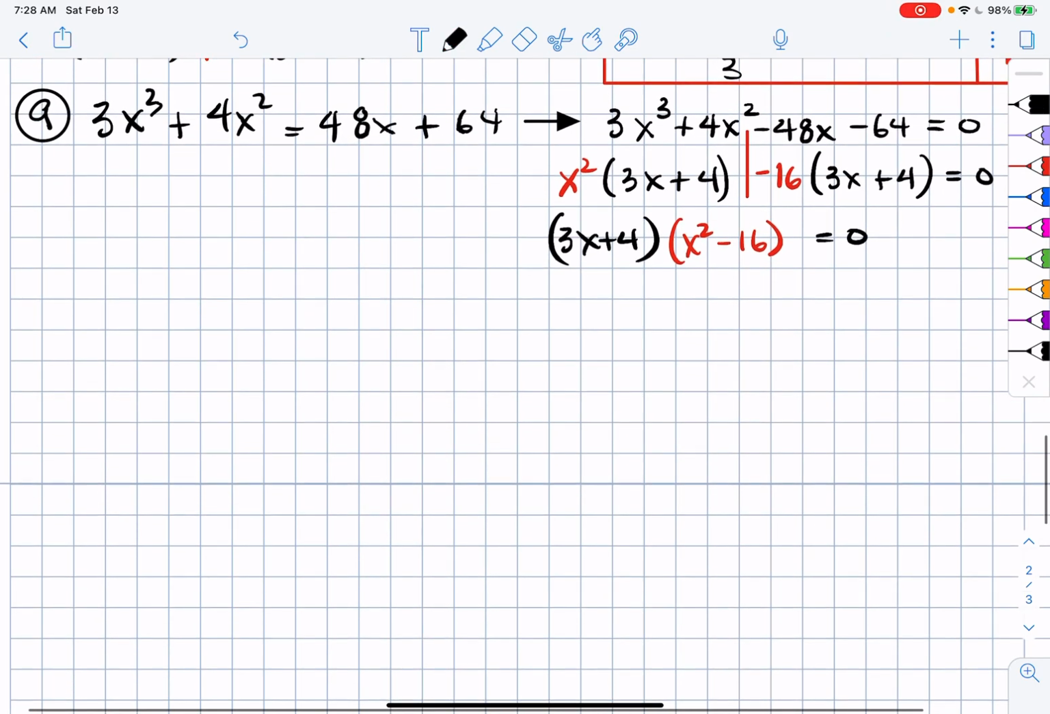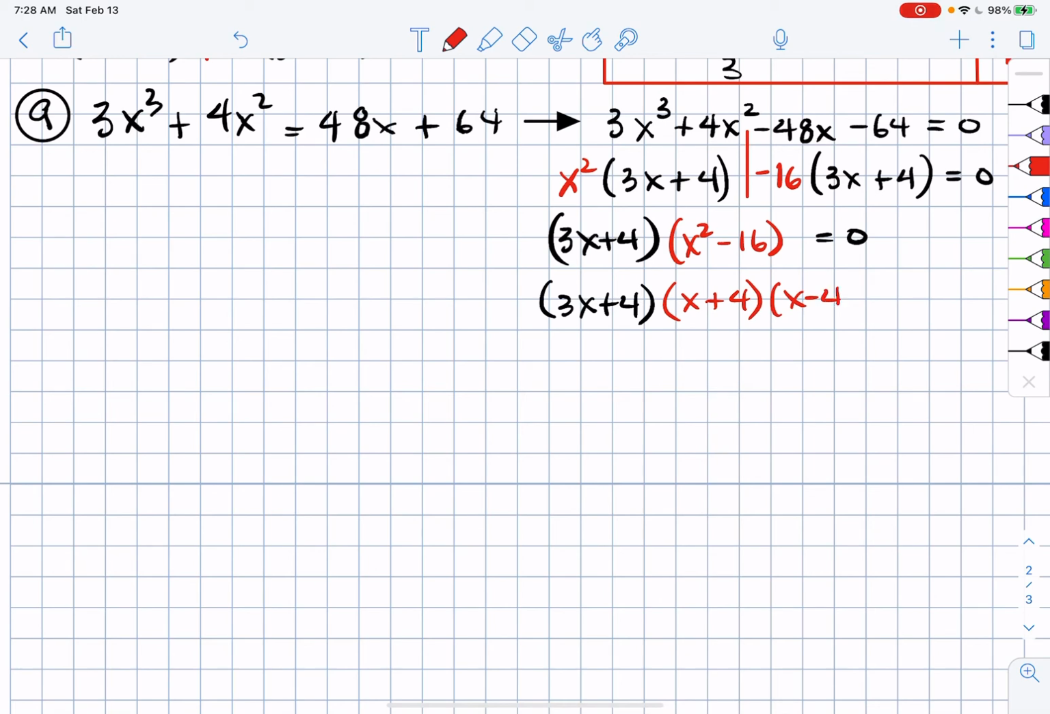But I'm not done factoring, because if you notice, I have a binomial with a square term in it. So that is not done. That's actually going to break down, because that's the difference of 2 squares, as x plus 4 and x minus 4. And don't forget, the one with the largest power tells you how many possible solutions there could be. So now, from that being said, I have x equal to negative 4/3, x equal to negative 4, and x equal to 4. And that would be my answers.